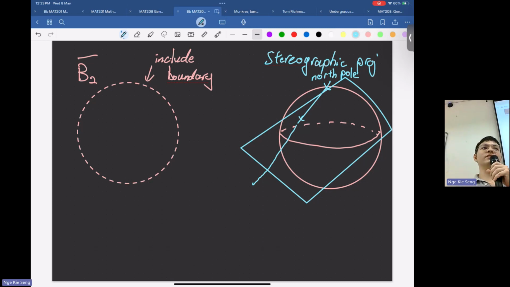I think complex analysis also uses it. Do you talk about the Riemann sphere? It's also a unit sphere. What the stereographic projection does is you take your north pole and connect it to any point on your sphere with a straight line, and then you extend the line. The line will intersect the XY plane uniquely.